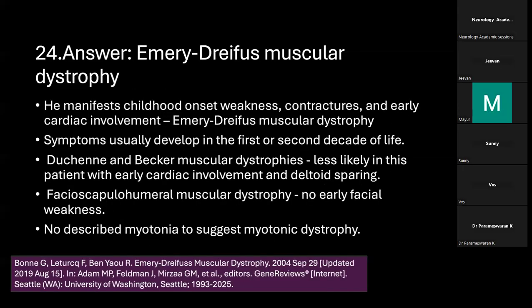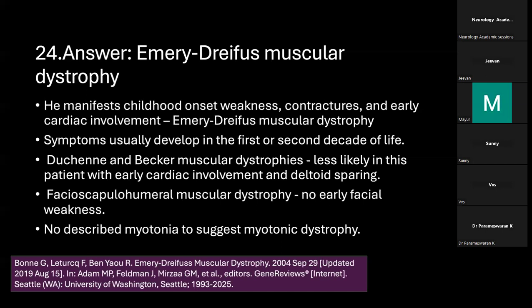Duchenne and Becker's muscular dystrophy is less likely in this patient because of early cardiac involvement and deltoid sparing. FSHD is less likely. There is no facial weakness. No myotonia is described in this case to suggest myotonic dystrophy as the diagnosis.